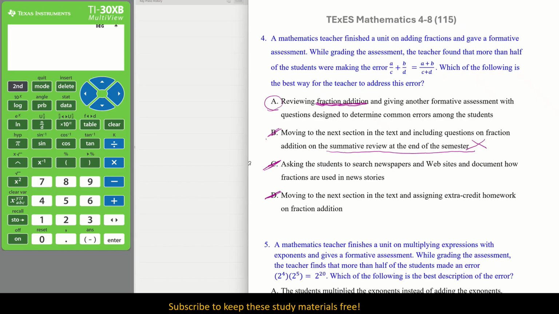It's just going to make a strong student even stronger. It's not going to lift up your students that have misconceptions. So I disagree with that. So we're going to go back to A. I think A is the best choice in this situation.